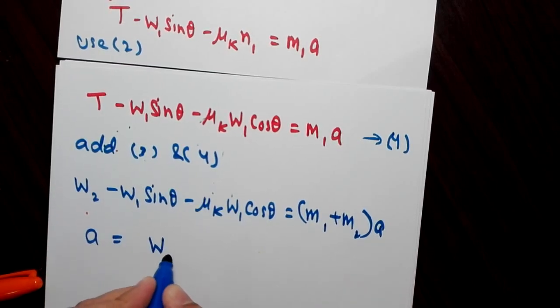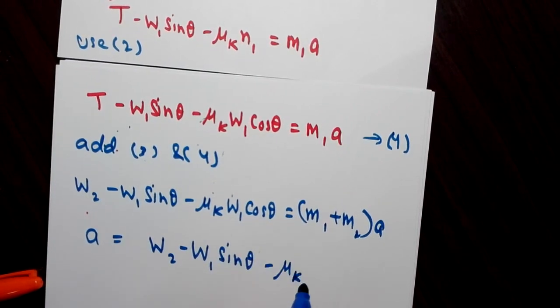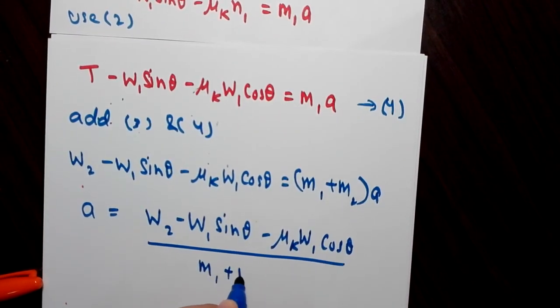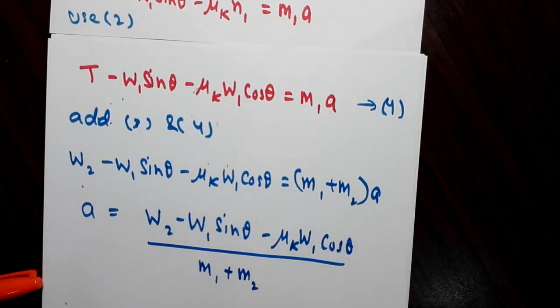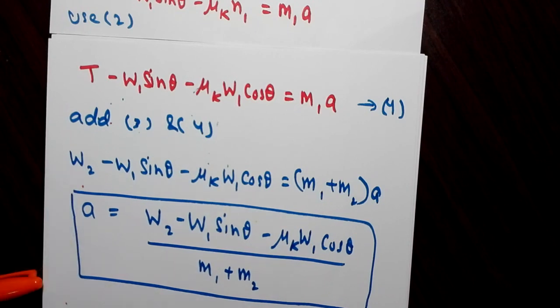Acceleration becomes w2 minus w1 sine theta minus mu k w1 cosine theta, divided by m1 plus m2. So that's your acceleration for this system. Now you can of course use w equals mg. But before we do that, let's look at some interesting things about this equation. We'll plug in some numbers.